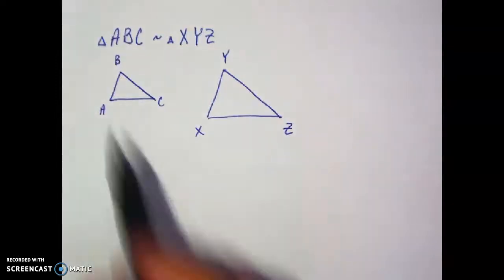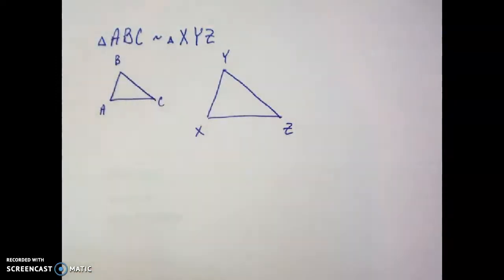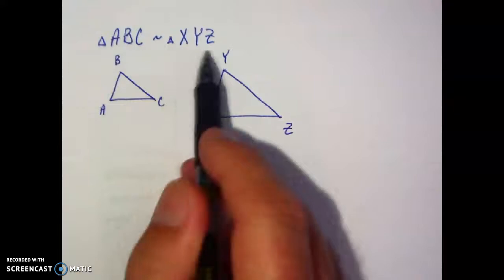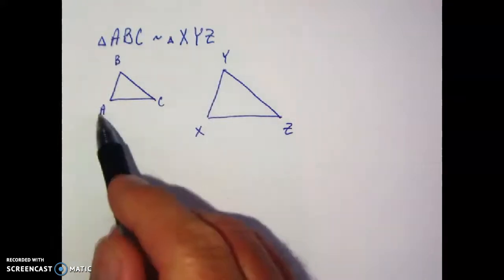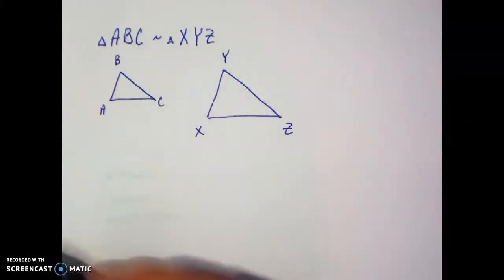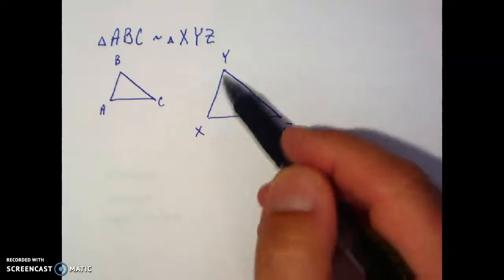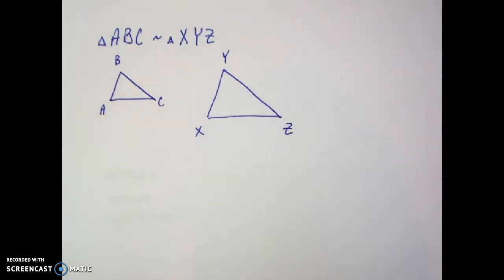Here we have triangle ABC, similar to triangle XYZ. And remember, the way this is written is lining up all those corresponding parts, like angle A and angle X would be congruent. Segment AB and segment XY would be proportional.